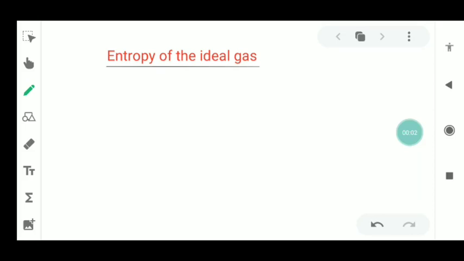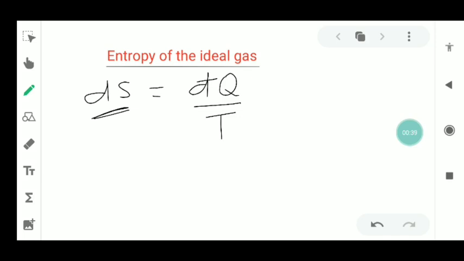Hello students, today we are going to study the entropy of the ideal gas. We are deriving this equation for entropy. We have already studied the change in the entropy ds is given by change in heat at that temperature, that is called the change in entropy. Remember, this is just a differential entropy and we are not calculating actual change in entropy.